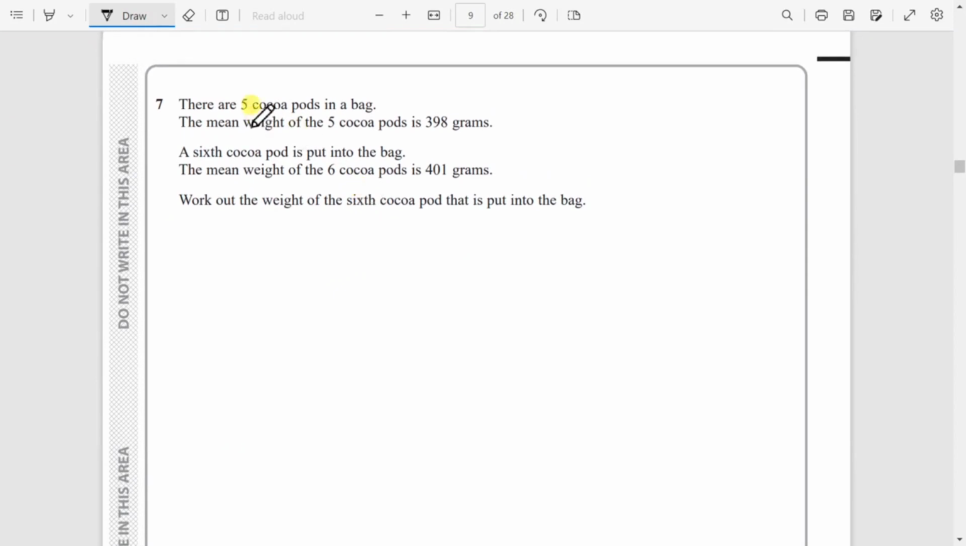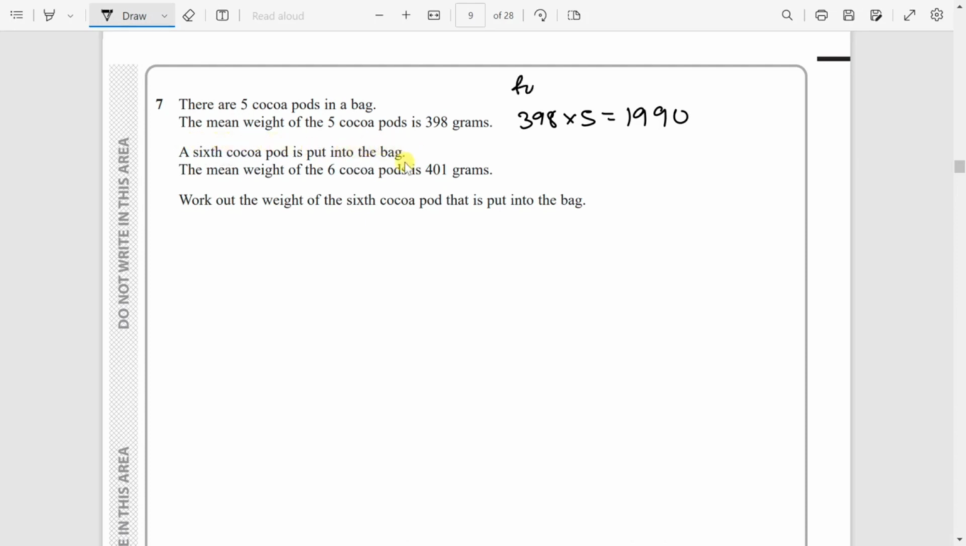So there are 5 cocoa pods in a bag. The mean weight of the 5 cocoa pods is 398 grams. Let's note this down. If the average weight of 5 cocoa pods is that much, that means the total weight would be 398 times 5. So total weight, 398 times 5. That'll give us 1,990.